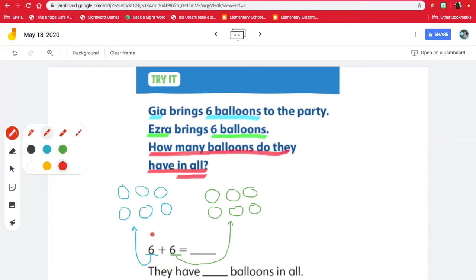So what's the answer? Well, we can count. We have 6. Let's count on in our head. 7, 8, 9, 10, 11, 12. So 6 plus 6 equals 12. So that means they have 12 balloons in all. And notice how I drew a picture to represent the balloons. That is absolutely okay.